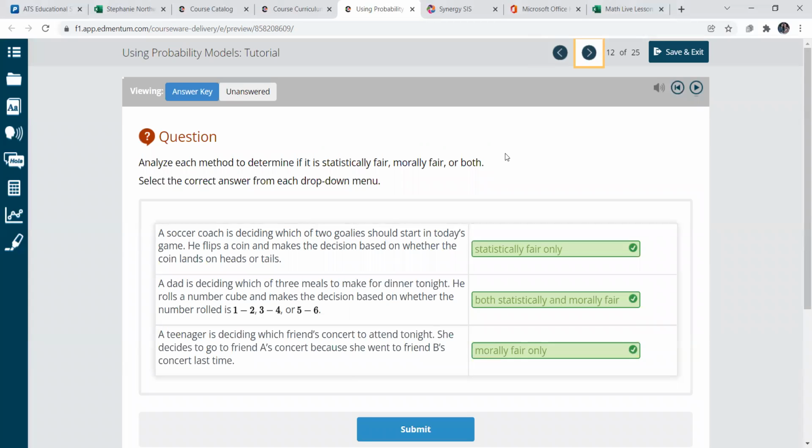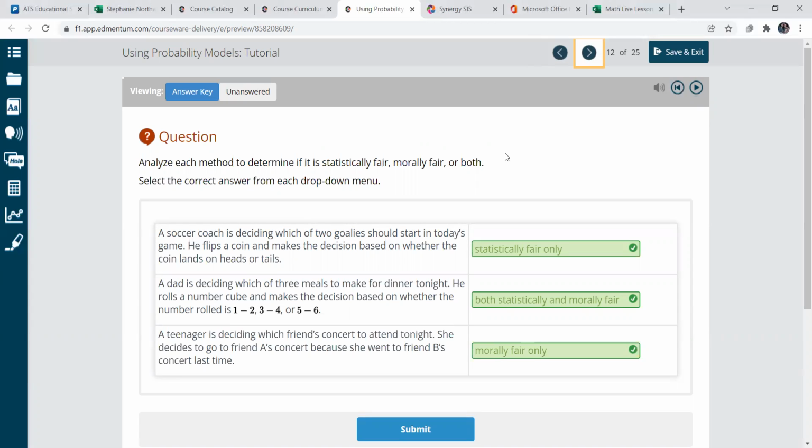And let's see. Next one, a dad is deciding which of 3 meals to make for dinner tonight. He rolls a number cube and makes a decision based on whether the number rolls 1 to 2, 3 to 4, or 5 to 6. That's statistically and morally fair because he's making decisions based on what the dice is rolling, or the cube is rolling.